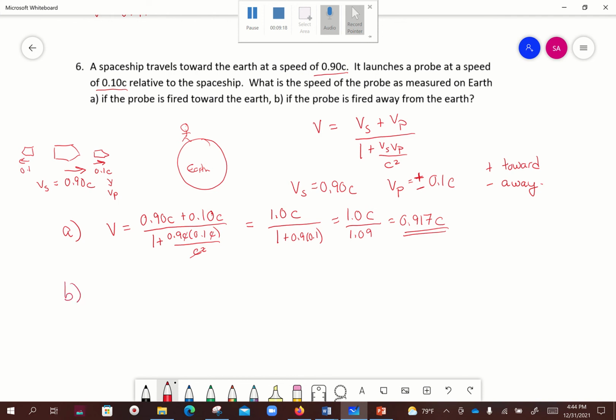So the net speed is going to be less than the speed of light, which we know it has to be. All right, so what if I'm throwing it away? So if it's going away, we know that it should be smaller. And now we're going to put in our V probe as minus 0.1. So everywhere it comes in the numerator and in the denominator, I'm going to put in my minus sign.